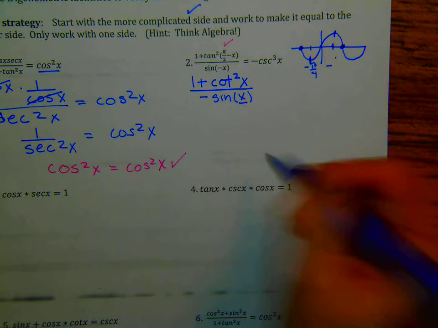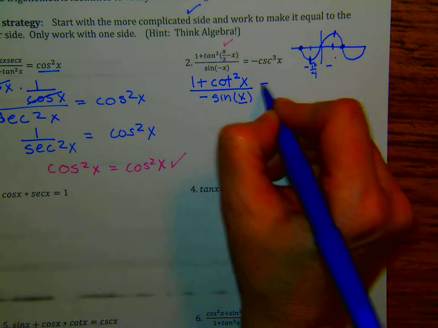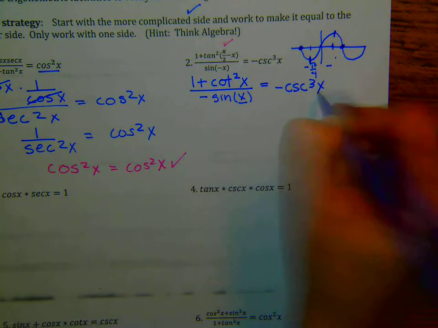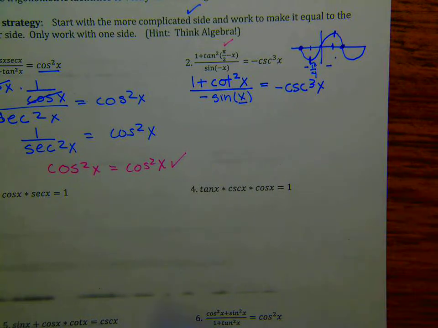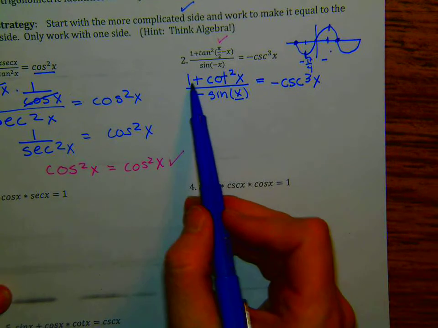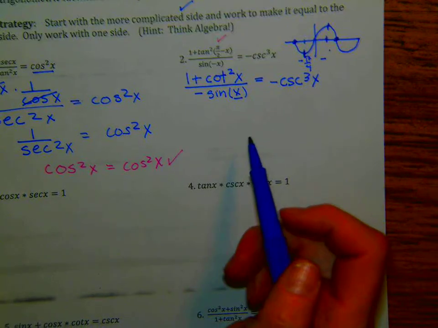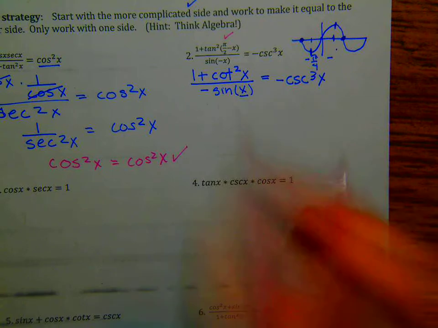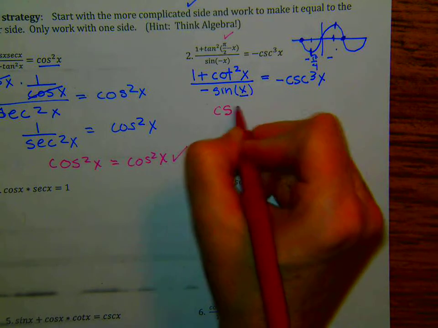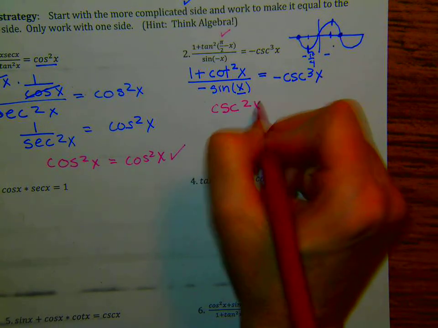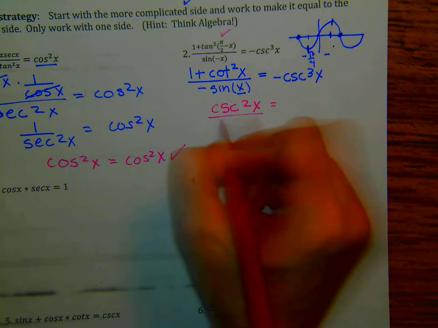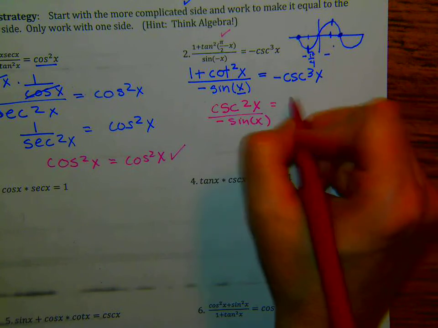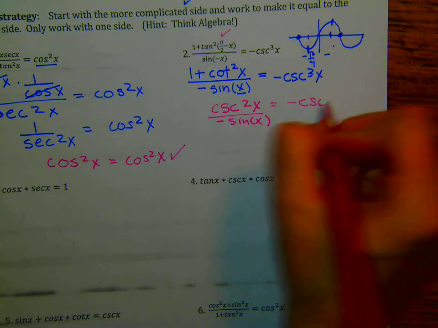Okay, so we leave the right hand alone. Negative cosecant cubed of x. All right, what do we do next? What can we do with 1 plus the cotangent squared? Well, that looks like a Pythagorean identity to me. So we look at our Pythagorean identities and we say, yes, it is. That is the cosecant squared of x over the negative sine of x. And that is equal to, leave the right hand alone, negative cosecant cubed of x.